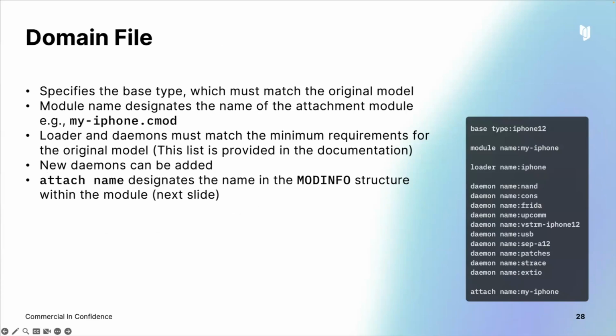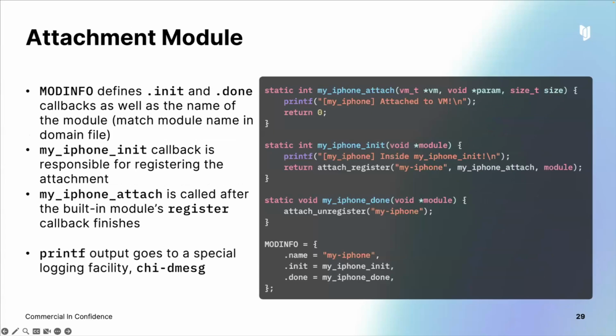And now we'll finally see some actual code. So this is a minimal module here. Mod info is a special structure that CHARM uses to initialize the module, similar to what you'd see in a Linux kernel module, for example.